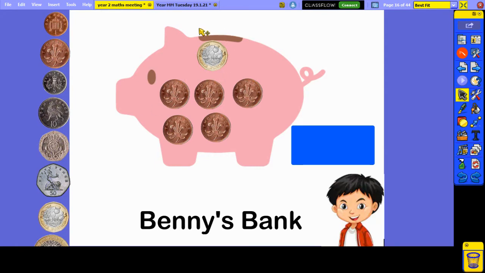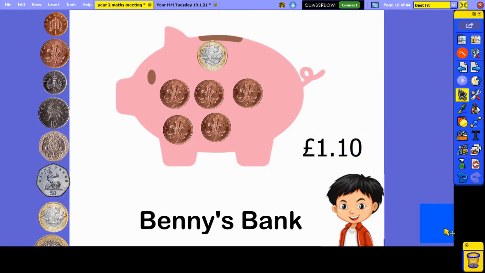Let's have a look. He's got £1 and some pence here. These are 2 pence, so I can count in twos. 2, 4, 6, 8, 10. He's got £1 and 10 pence. Remember, we write that down with a pound sign at the front, the pence, and then we don't need to put the p at the end. £1 and 10 pence. One more.